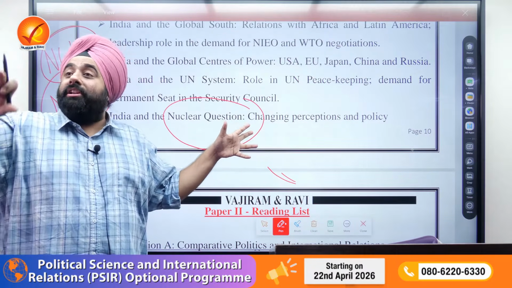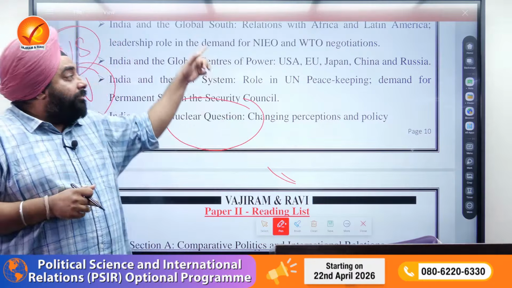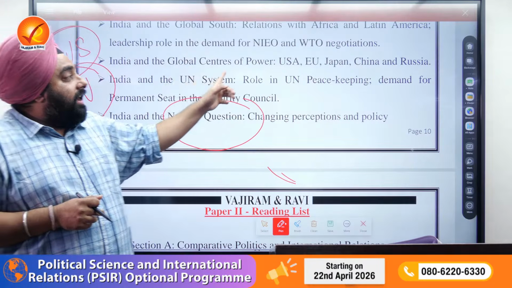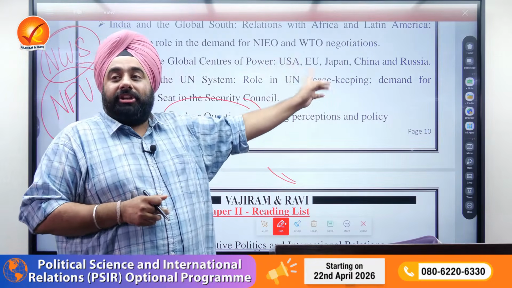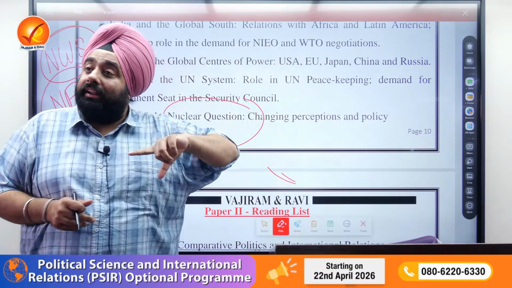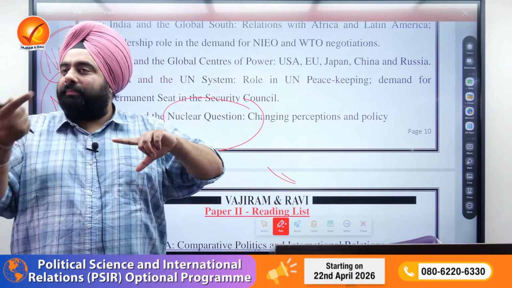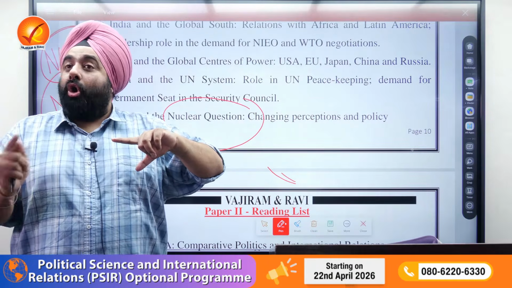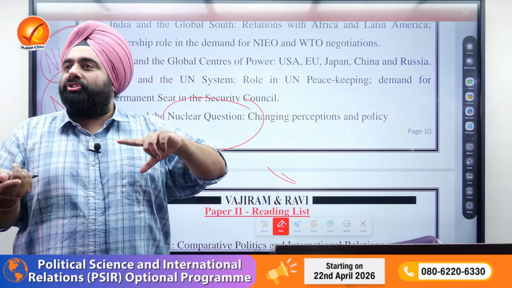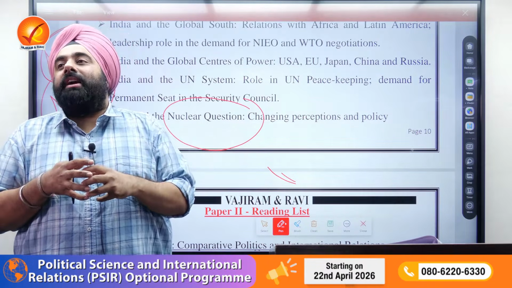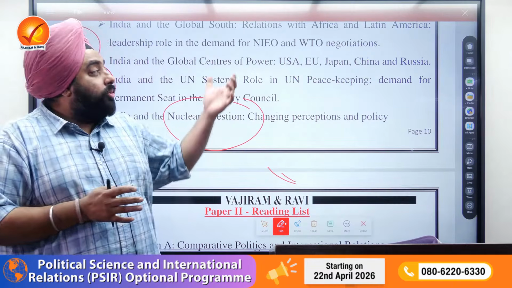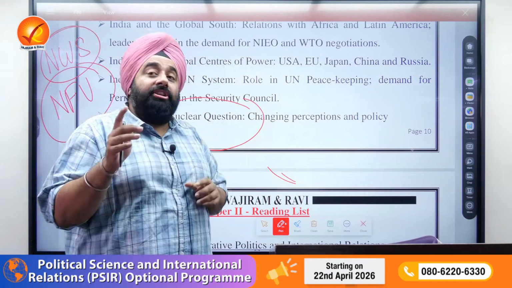Again, theories we will use. In all these chapters, we'll use theories. If we're studying India-Japan, for example, India-China, India-Russia, we'll do theoretical analysis: a realist perspective on the India-Russia relationship, a Marxist perspective on the India-Russia relationship, or an idealist perspective on the India-Russia relationship. Theoretical analysis has to be done in the optional. So this is what you do in Section B. So this is the syllabus.